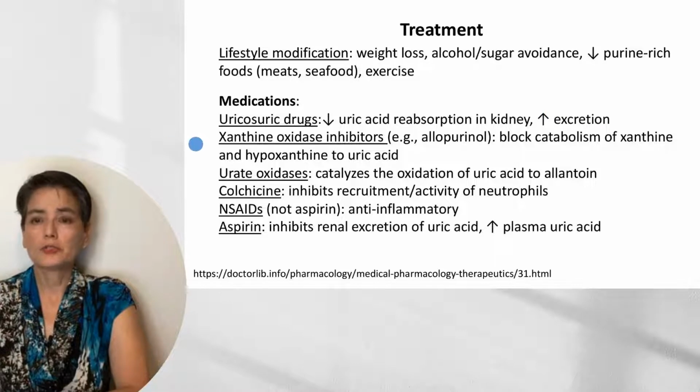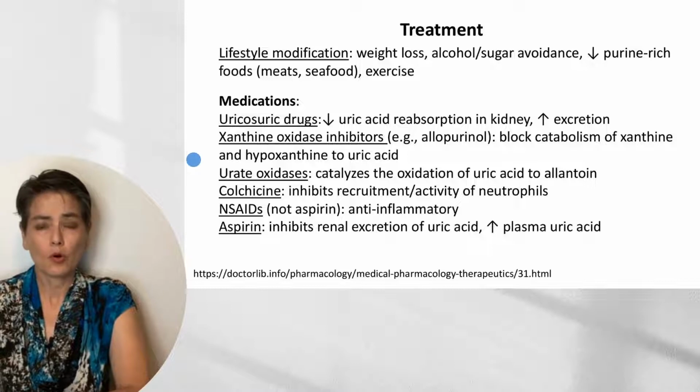We can also use inhibitors of xanthine oxidase, such as allopurinol, which will block the catabolism of xanthine and hypoxanthine to uric acid. Remember, xanthine and hypoxanthine are more soluble in water and will not deposit in the joint.